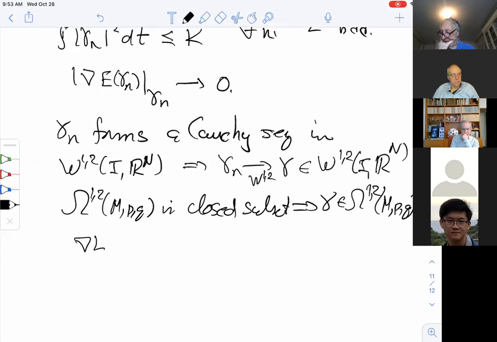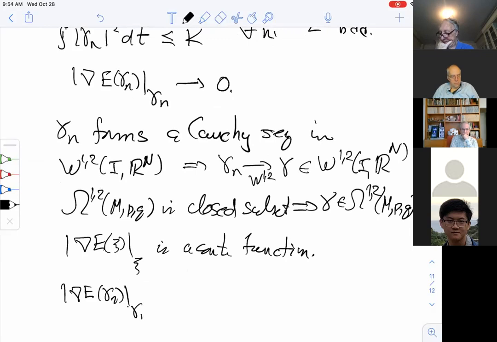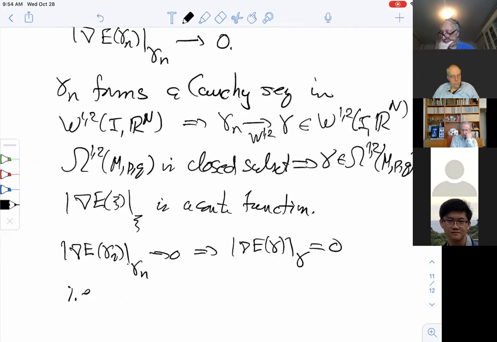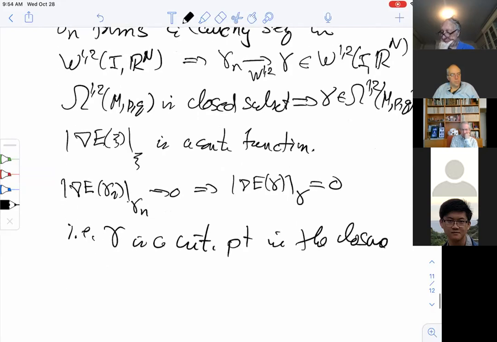Well, on the other hand, the gradient of E at a curve C norm and the C inner product is a continuous function. So the norms at gamma n go to 0, implies the norm of E in the limit is 0, i.e. we've constructed a critical point in the closure of the sequence. Okay, so that's condition C.